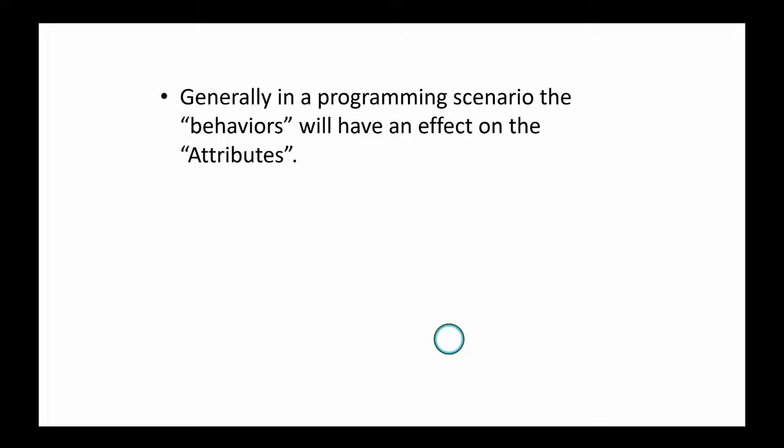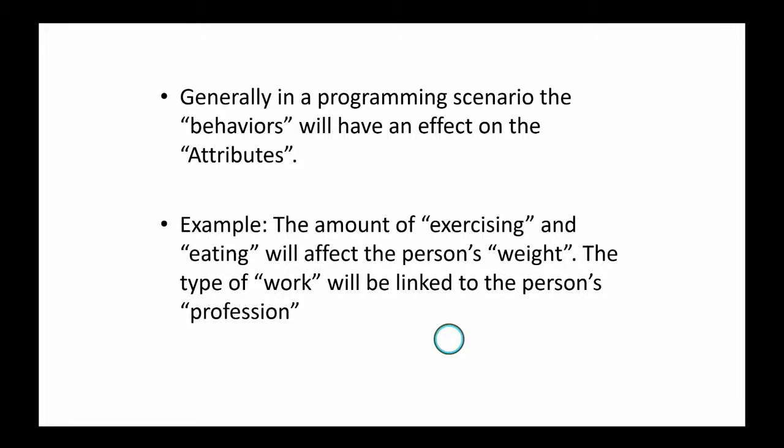Now, generally in programming scenarios, the behaviors will have some effect on the attributes. For example, in the person class that we spoke about a few minutes ago, the amount of exercising and eating will affect the person's weight. So remember, exercising was one of the behaviors, and eating was also one of the behaviors. Those were verbs or actions. The amount of exercising and eating will affect some of the attributes, and in this case, exercising and eating will affect the person's weight.